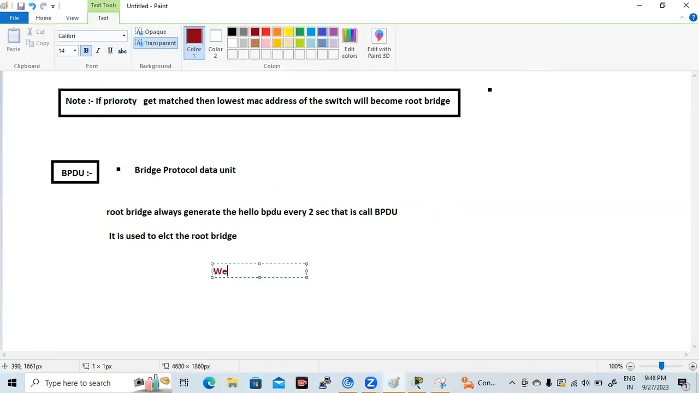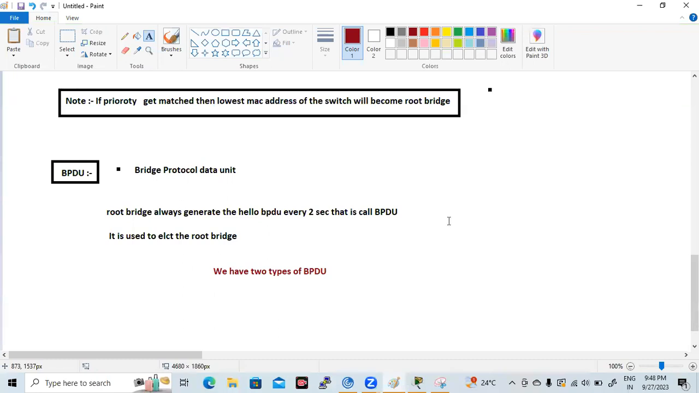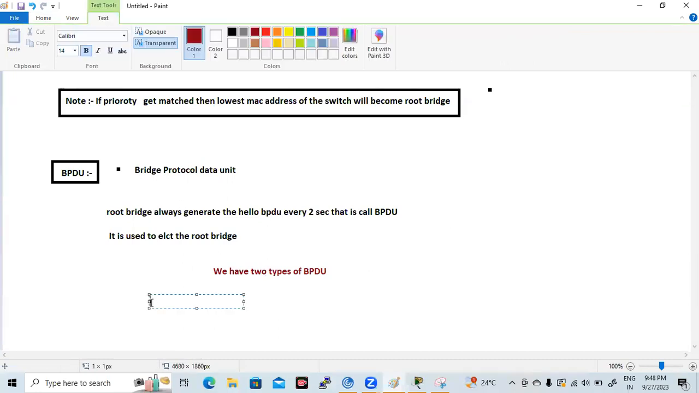And one more thing, we have two types of BPDU. First one is configuration BPDU. Second one is TCN BPDU. Anyone has any question?